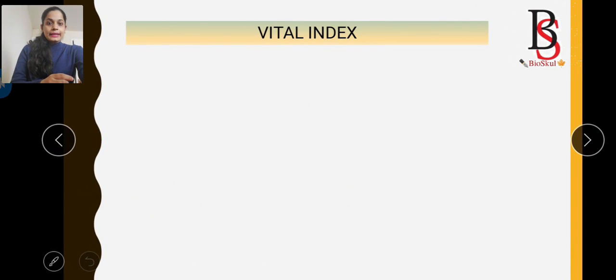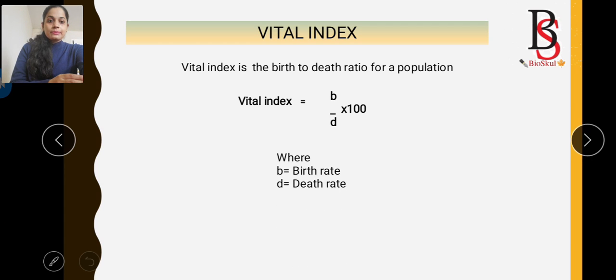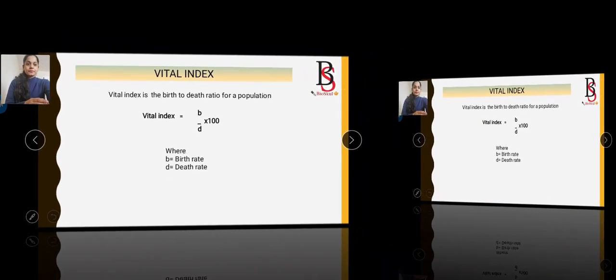Then next is the vital index. What is vital index? Vital index is the birth to death ratio for a population, and it is represented as vital index equals B divided by D multiplied by 100, where B is birth rate and D is death rate. If the question is to calculate the vital index of a population, then you can calculate it from the birth rate and the death rate, and the formula is birth rate divided by death rate multiplied by 100.